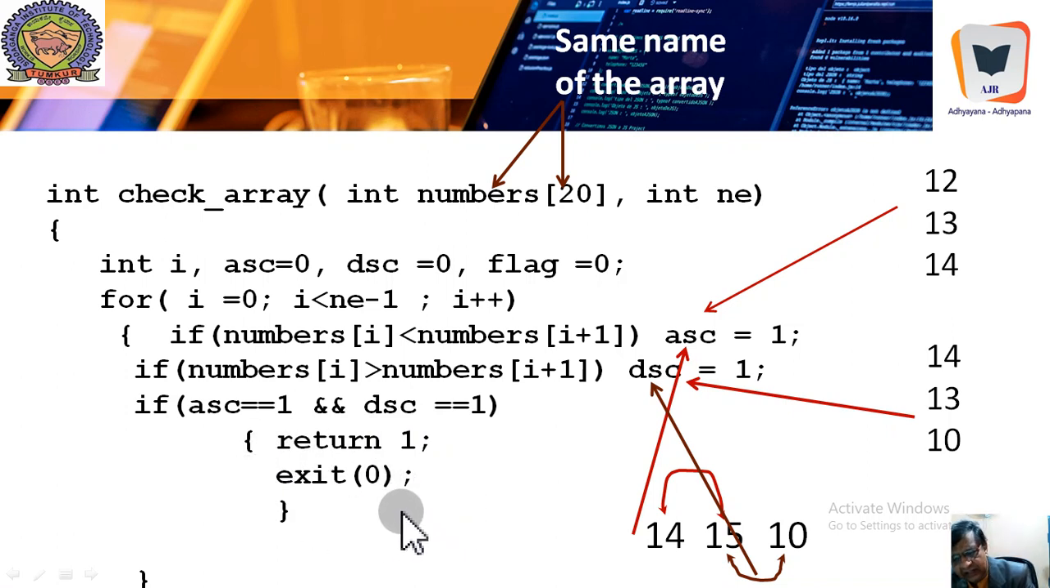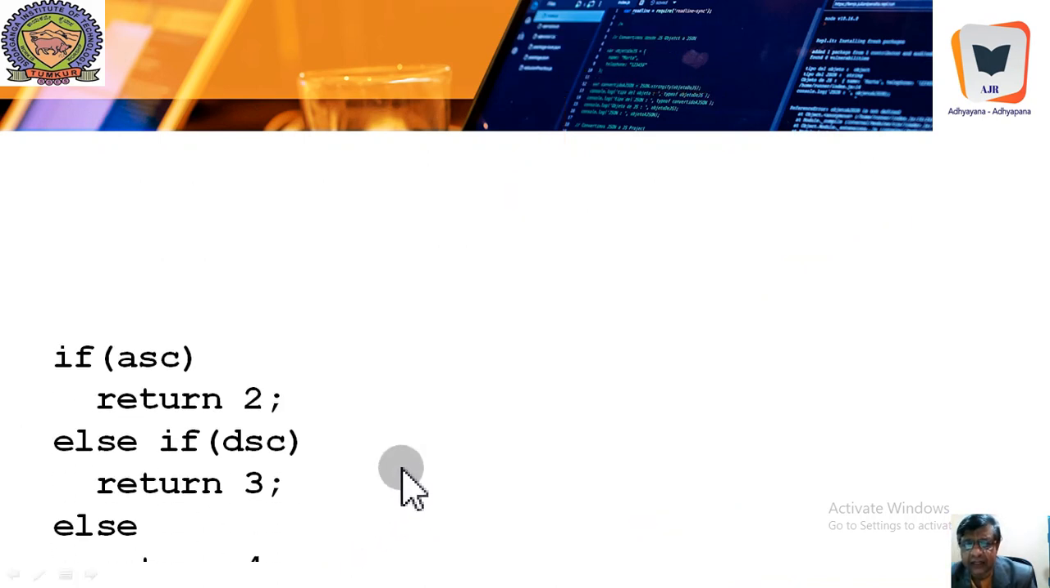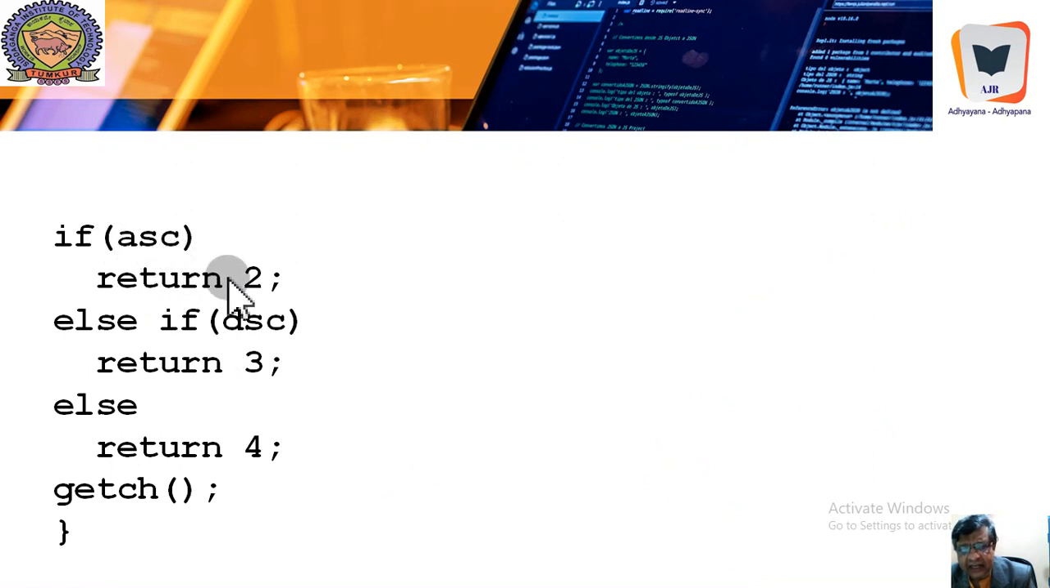Then we exit. Let us say it happens like this in the second cycle itself, there is no point in continuing further. Therefore, it is a forceful exit, but what it returns is 1. That is very succinct. Now, if 1 is not returned, that means either the array is in ascending order, or in descending order, or all the elements must be equal.